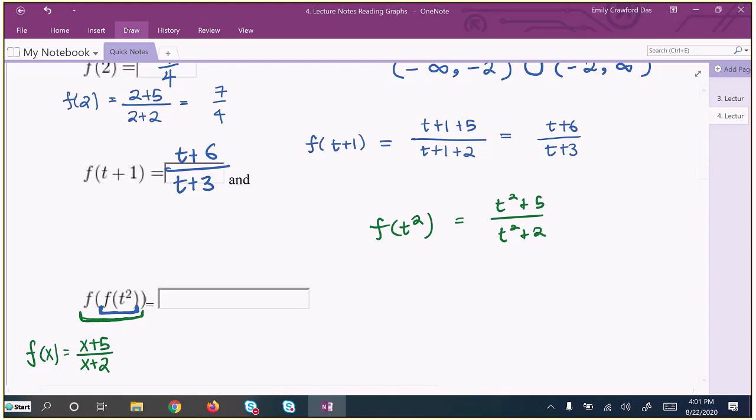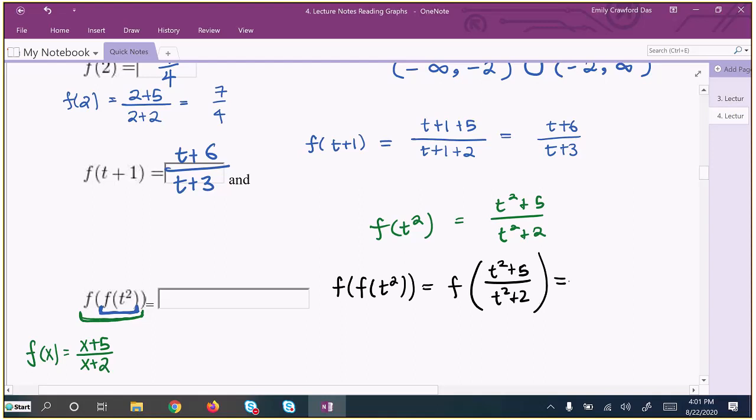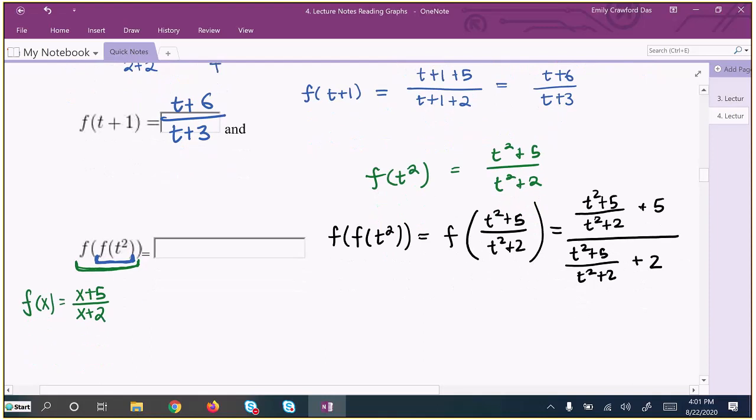So then f of f of t squared is f of (t squared plus 5) over (t squared plus 2). So that's going to be equal to (t squared plus 5) over (t squared plus 2), plus 5 on top. And on bottom, (t squared plus 5) over (t squared plus 2), plus 2. So I just replaced each x by f of t squared.